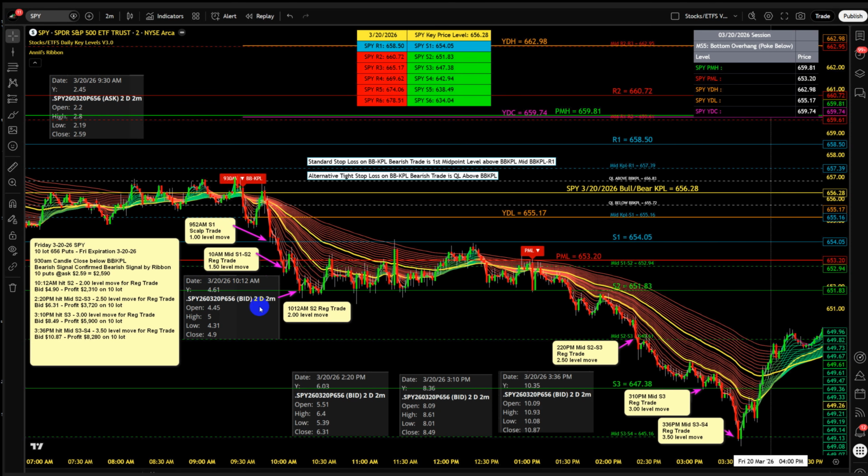Okay, so we're going to look at the two-level move here. On the two-level move, we have the bid price on this 10:12 a.m. candle, and that is $4.90. So that is going to be a profit of $2,310 on a 10 lot.